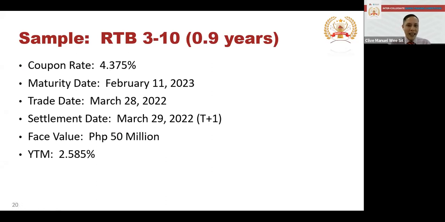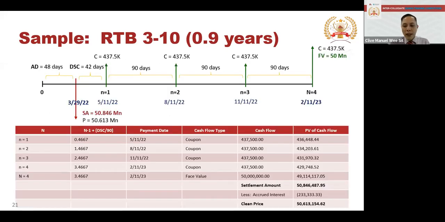Remember a while ago in the FXTN example, it was a discounted bond because the yield was higher than the coupon rate. For this particular example, it's the opposite. It's at a premium. So if we try to take a look at the cash flows, again, we use a cash flow diagram. And here we have 4 remaining cash flows left until maturity. It's just less than a year, but because an RTB pays out coupons 4 times a year, we expect 4 more coupon payment dates until maturity.